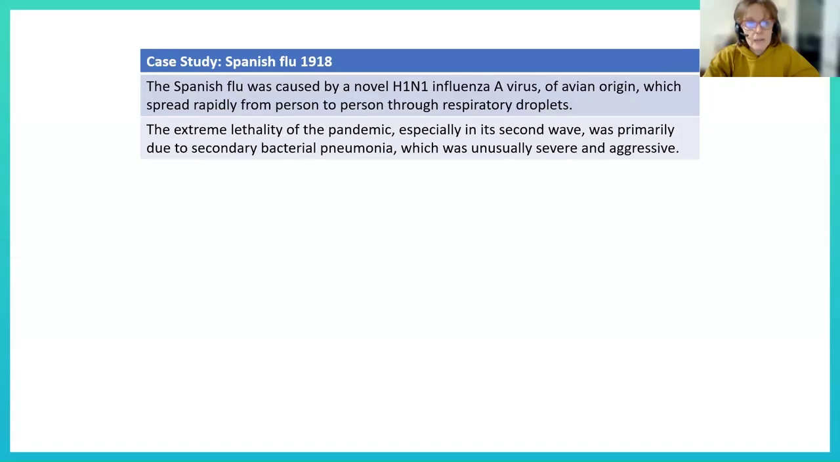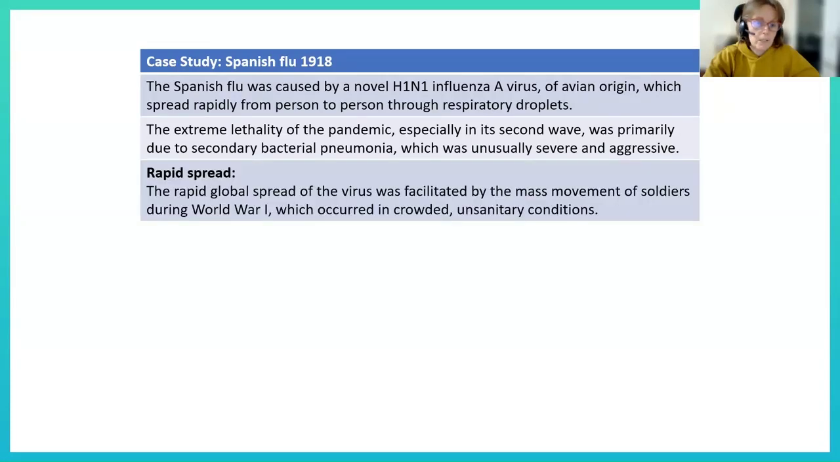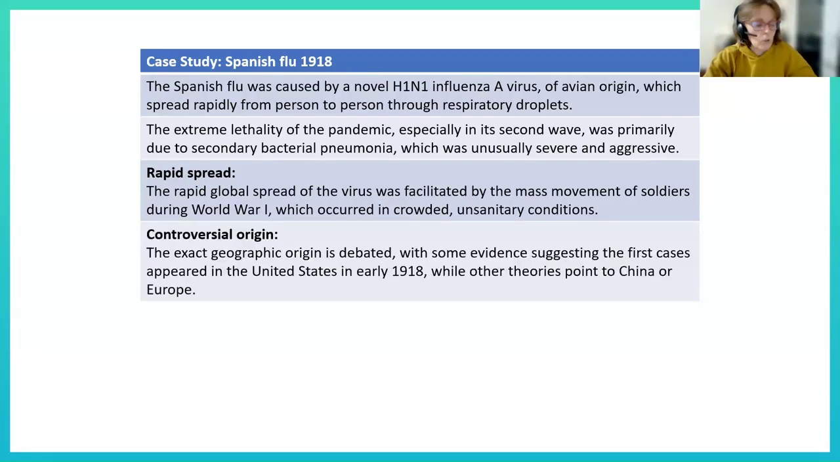The second wave of this pandemic was pretty bad because people started getting secondary bacterial pneumonia, which was unusually severe and very aggressive as well. As we said, there was mass movement of soldiers, and obviously soldiers were living in unsanitary conditions because they were coming home from a war. They'd been on the front, so they were living in awful conditions. They were cramped together to return home, and they just spread the flu amongst them and around everyone they came into contact with when they got home.